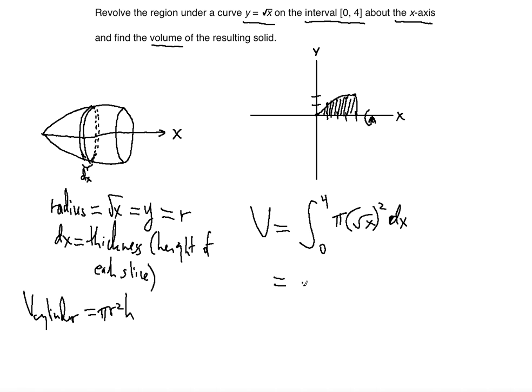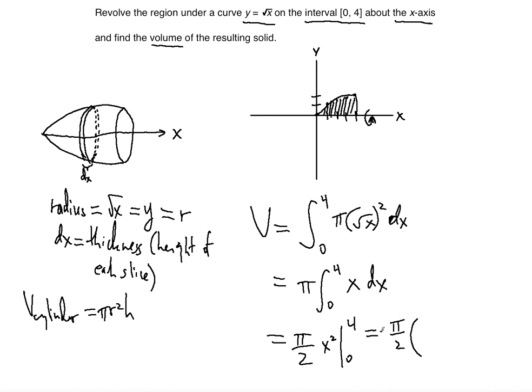Now we're ready. We take the pi outside because it's a constant. We're going to have x, because square root of x squared is just x, and then dx. Now it's fairly simple because we follow the power rule of the antiderivative. We have pi over 2 x squared integrated from 0 to 4. That gives us pi over 2 times 4 squared, which is 16, minus 0, because 0 squared is 0. That gives us 8 pi. So there goes your volume of the resulting solid of revolution.